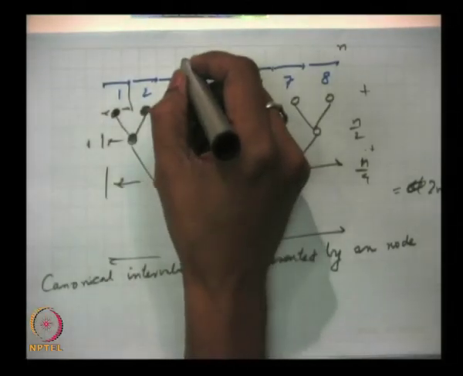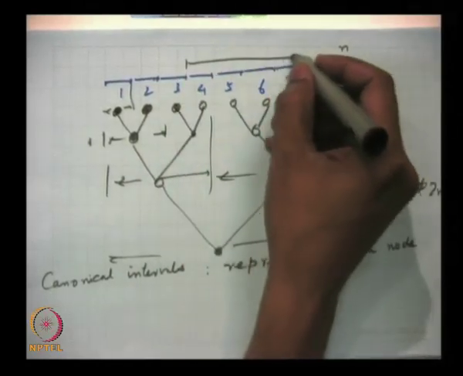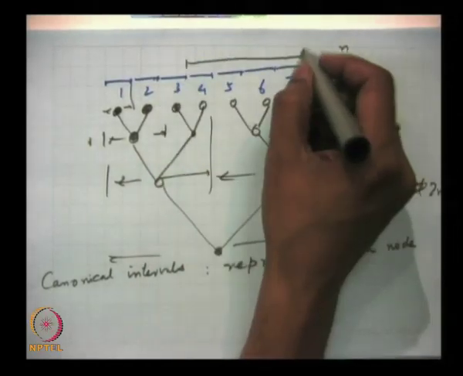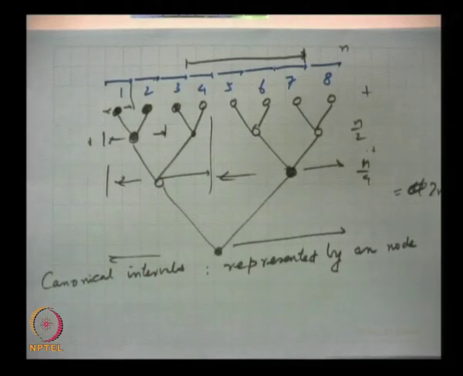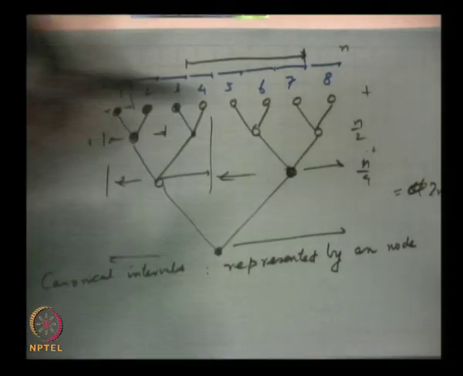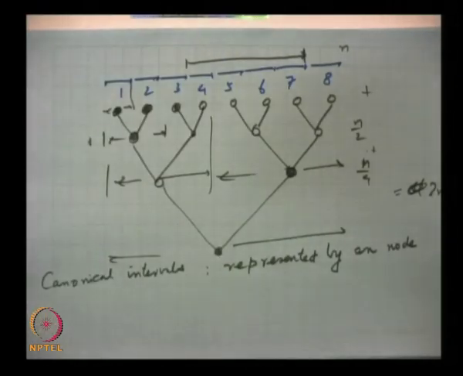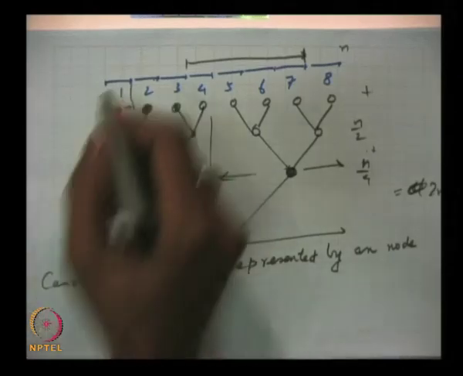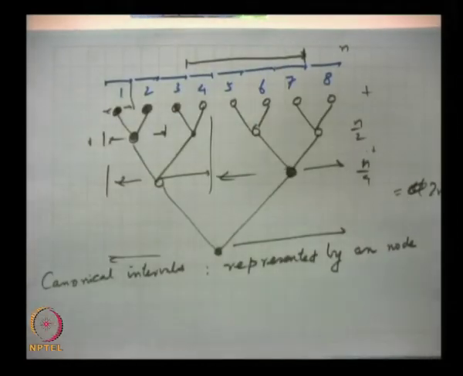Suppose I want to represent this interval. There is no node in the tree that represents that interval. How many intervals can there be possibly according to this structure? About n choose 2, right. I can choose any 2 endpoints among these endpoints. So, there are n choose 2 possible intervals.